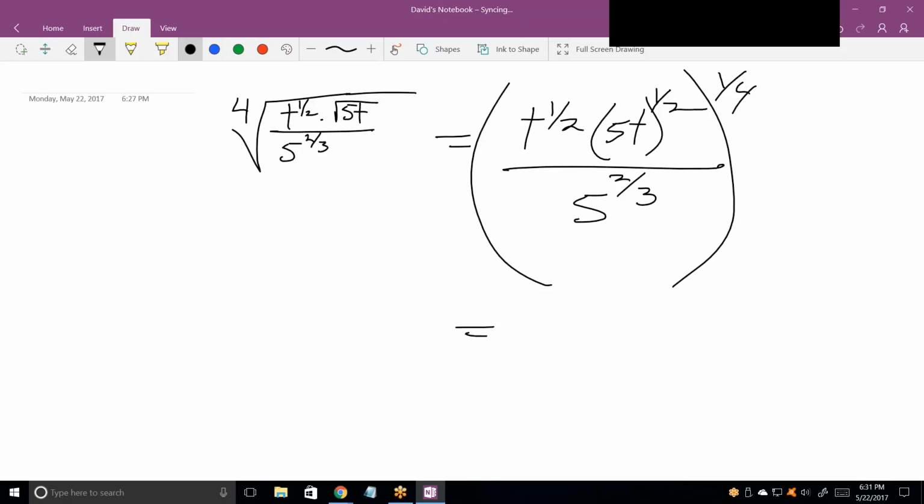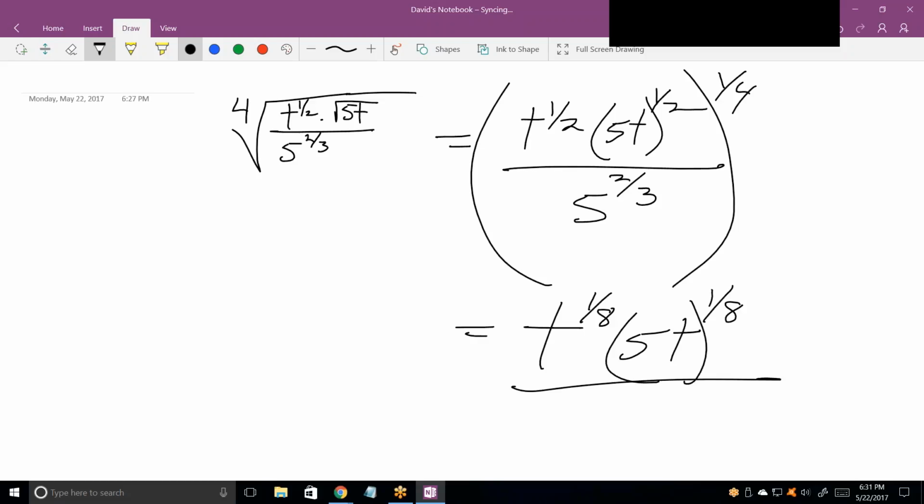Right. So first of all, let's just distribute this second exponent to everything. What do you get? T to the 1/8 times 5t to the 1/8. And then the denominator is 5 to the 1/6.